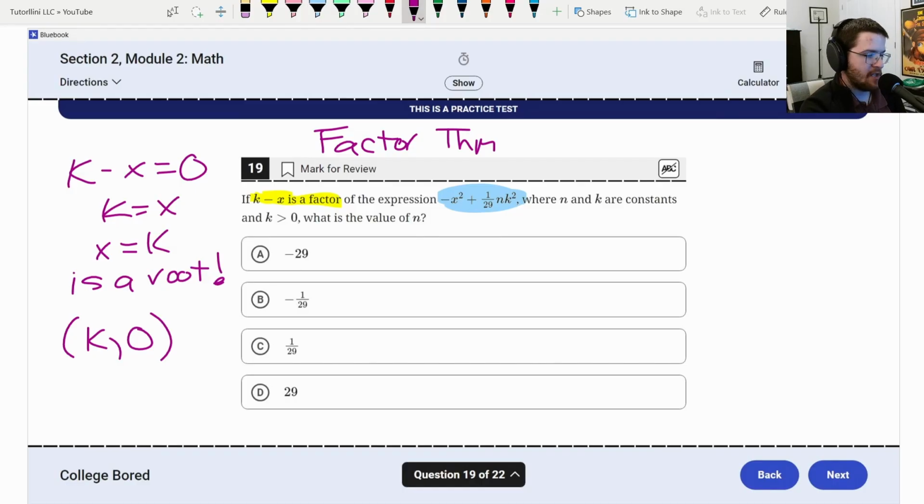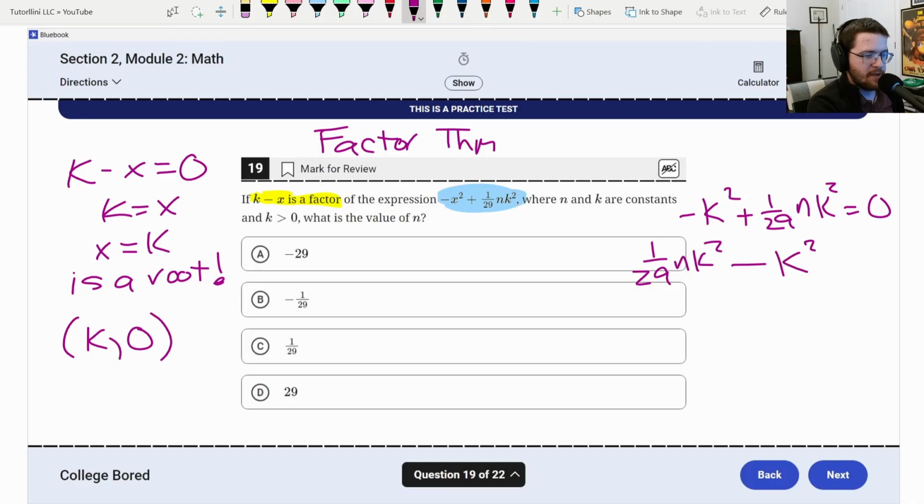So the point k comma 0 satisfies the function they gave us up here. The first thing I'm going to do is plug k comma 0 into that equation. So negative k squared plus 1 over 29n times k squared is equal to 0. I made x equal k, and then I set it equal to 0, just like the point told me to do. And I'm just going to rewrite this using the commutative property of addition, just to make what I'm about to do a little bit easier for you guys to see. I just changed the order. I didn't change the value of the expression at all. I just switched it around.